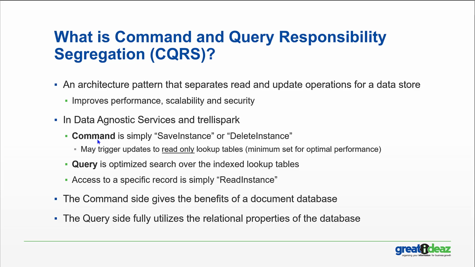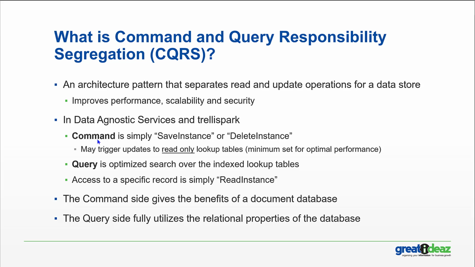So we've talked a little bit about the command side of CQRS. So essentially what we're going to do is we're going to optimize the processing of save and deletes so that we are only updating our instances table. And then we're going to put a trigger on that instances table to update a set of read-only lookup tables that we're then going to use to optimize the performance of queries. So the other side of CQRS is obviously the query side.